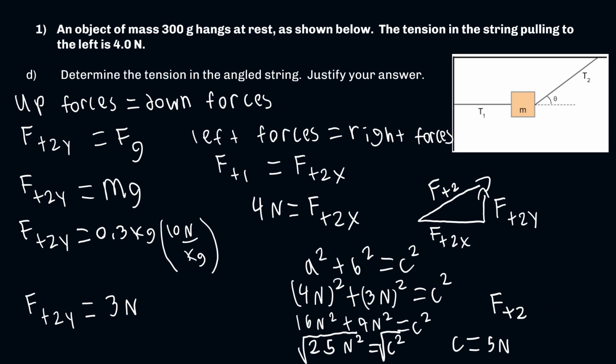So if you know your trigonometry, you saw that we had a 3, 4, 5 triangle there. But if you don't know any trigonometry, besides Pythagorean theorem, then that is some quick math to get to 5 newtons there. So let me fix this 9 here because it looks like a 4. So we have here that my ft2, my tension in the angled string, is going to be 5 newtons. So let's move into our last part here and get our actual angle.